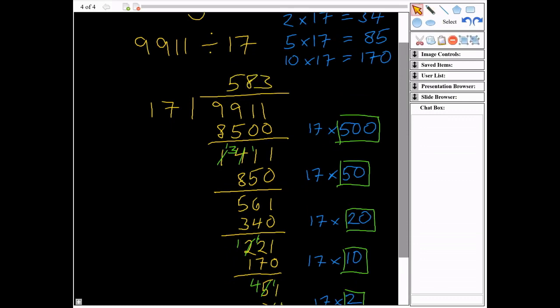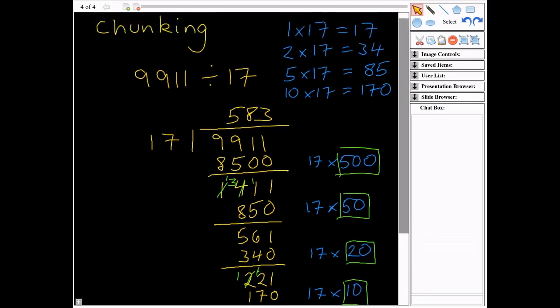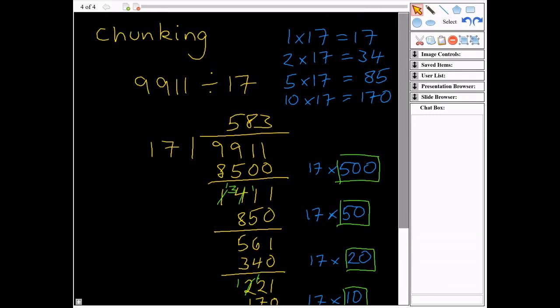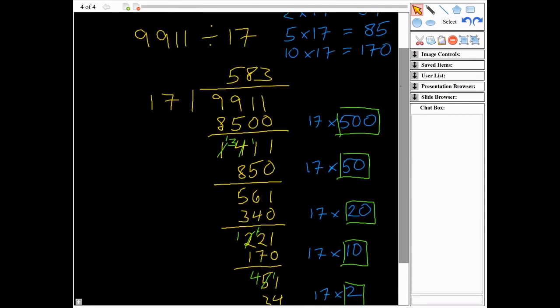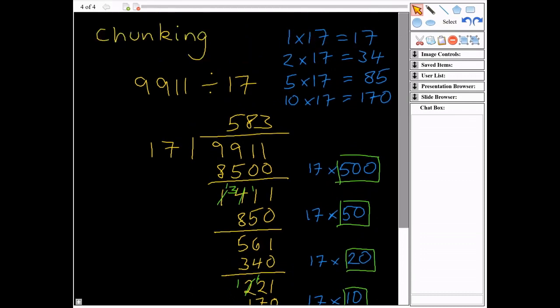Now, that method takes a little bit longer, but it's more easy. You don't have to work out so much of the 17 times table. So you only have to deal with the 1, 2, 5, and 10 multiples of 17. Well, in fact, you really only need 1, 2, and 5. The 10 you just use to help you work out the 5. So it does take a little bit longer, but it's maybe a little bit easier, a bit more straightforward. So that is another method which you could use. That method is called chunking.